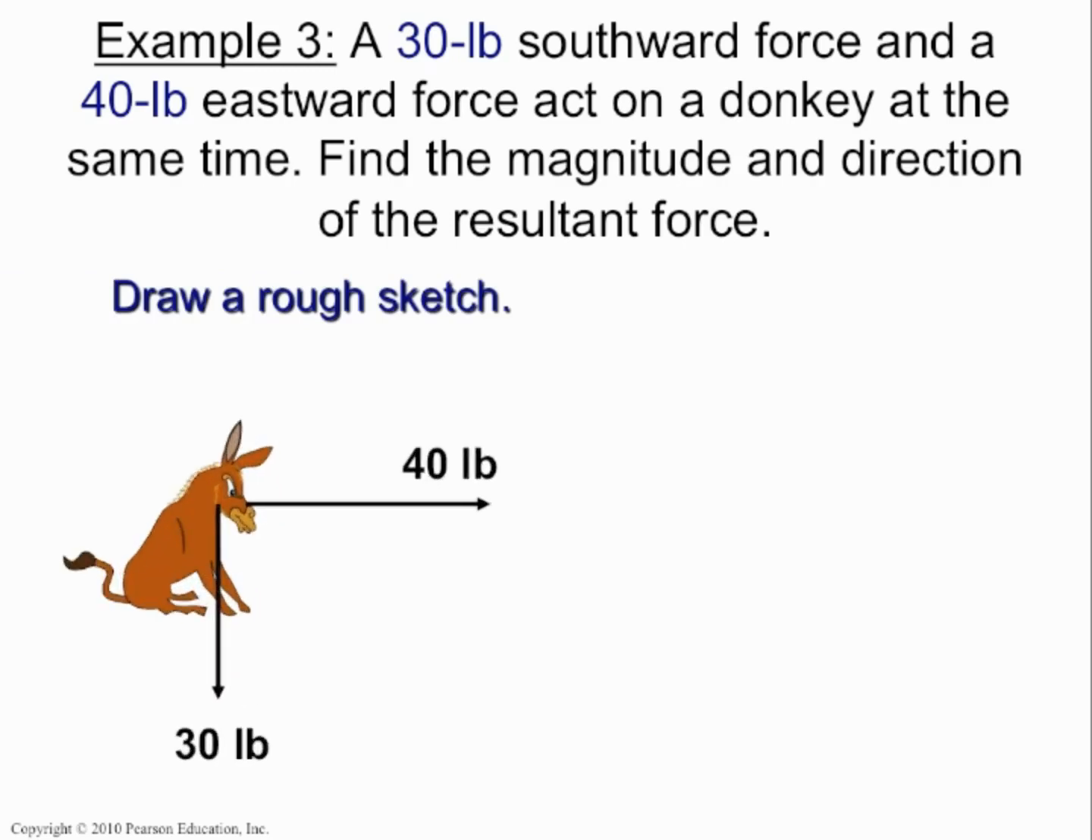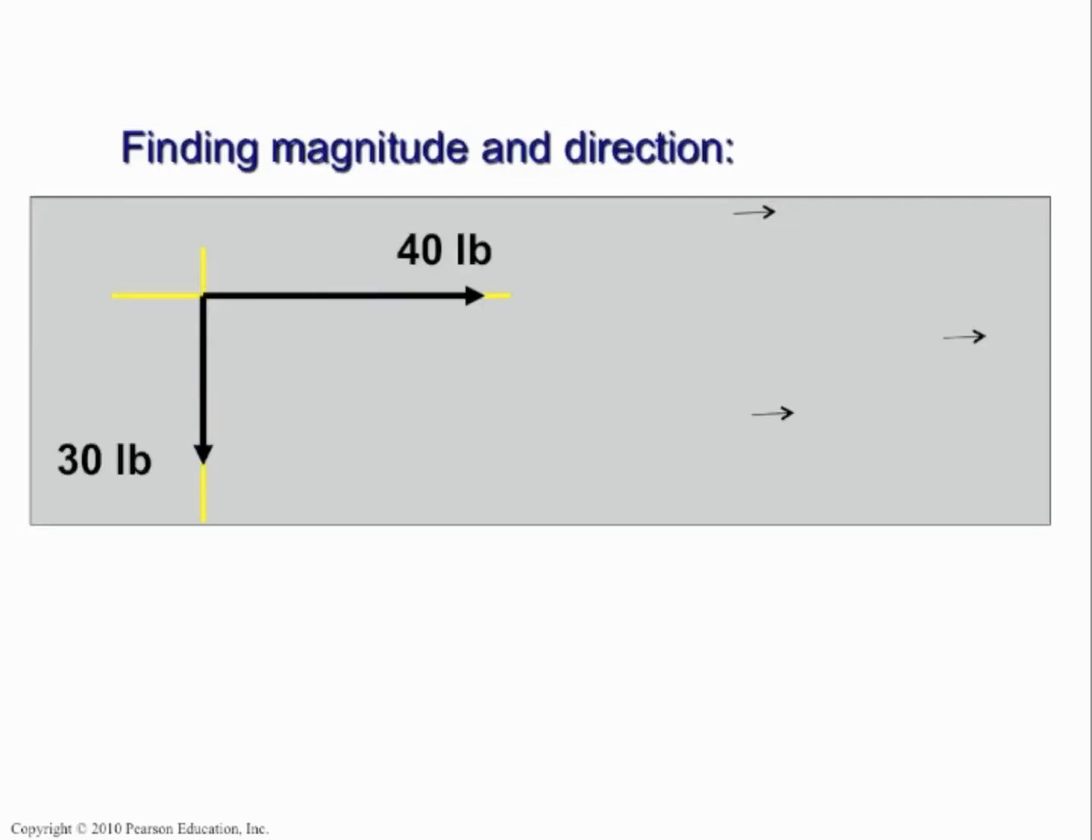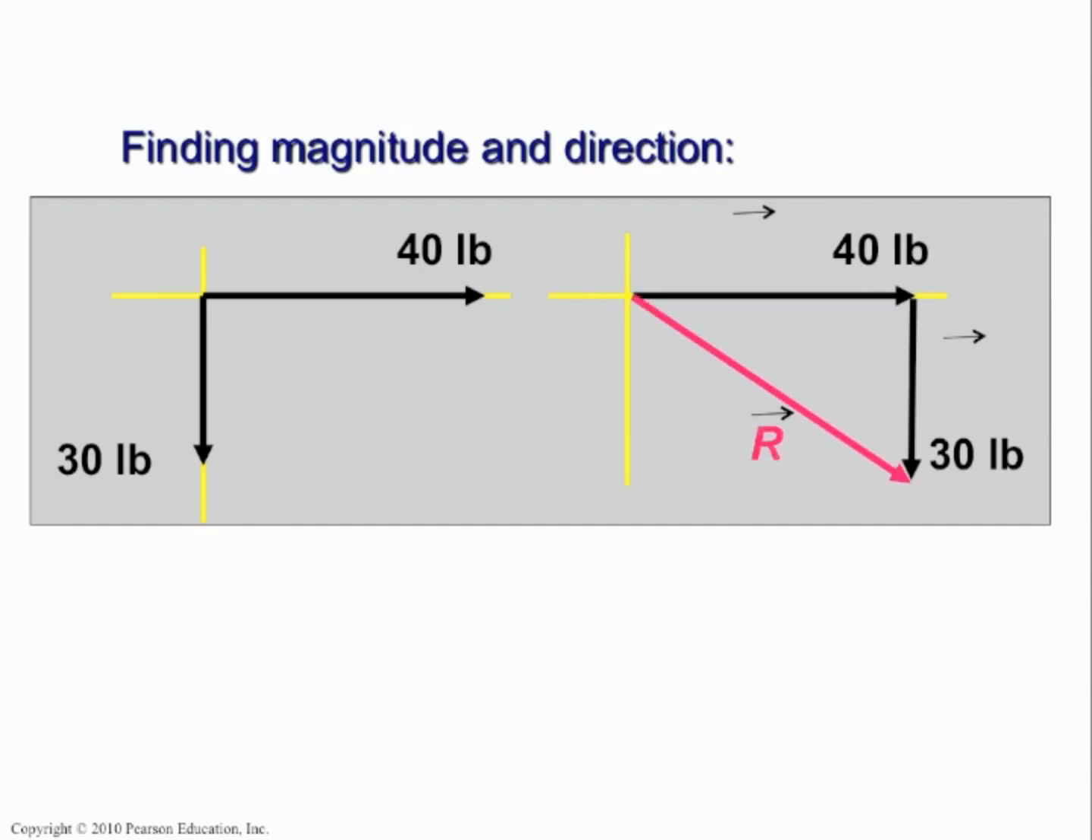And this would be our rough sketch. We've got our donkey, and it doesn't like to be pulled. It's being stubborn. And it's being pulled with a 30-pound southward force and a 40-pound eastward force. So that's the rough sketch that you want to draw, because that's all the information you're given. Okay, let's redraw in order to find magnitude and direction. So we have a downward force of 30 and a rightward force of 40. And then that's going to look like this.